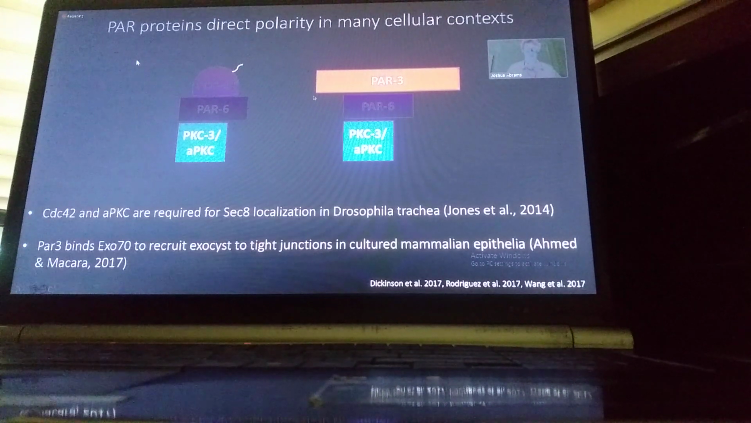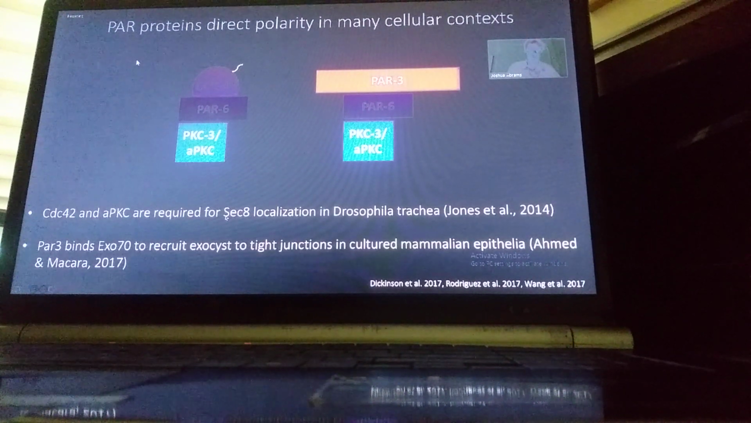In addition, some other reports looking at PAR components in the fly trachea suggest that they're indeed required for the localization of exocyst. And more recently in mammalian cell culture, an interaction between PAR3 and exocyst was observed to recruit the exocyst to tight junctions.